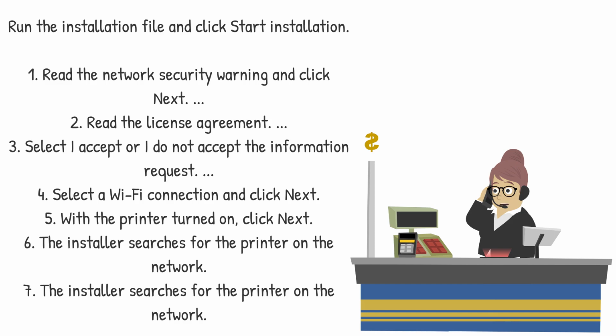1. Read the network security warning and click Next. 2. Read the license agreement. 3. Select I accept or I do not accept the information request. 4. Select a Wi-Fi connection and click Next.